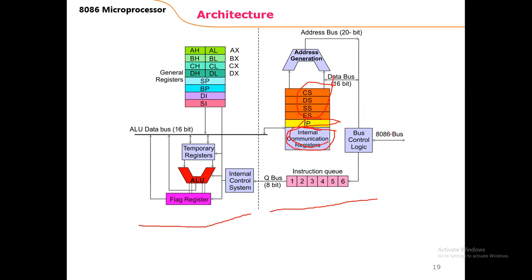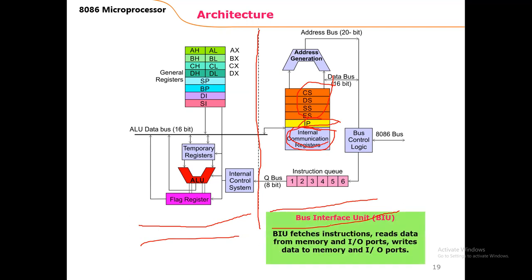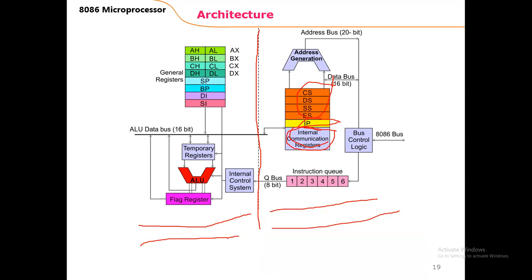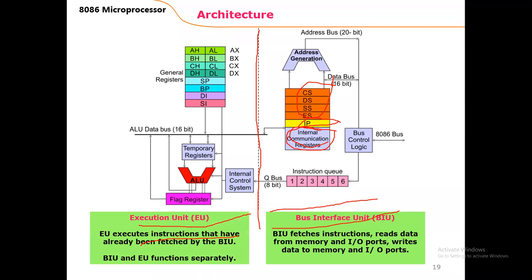This is the data bus of the 8086, and this is the address bus. This is the data bus. All our bus control is the bus control logic. These are the two parts. This dot means there are two sections. This section is the execution unit, and this is the bus interface unit. Okay, clear?